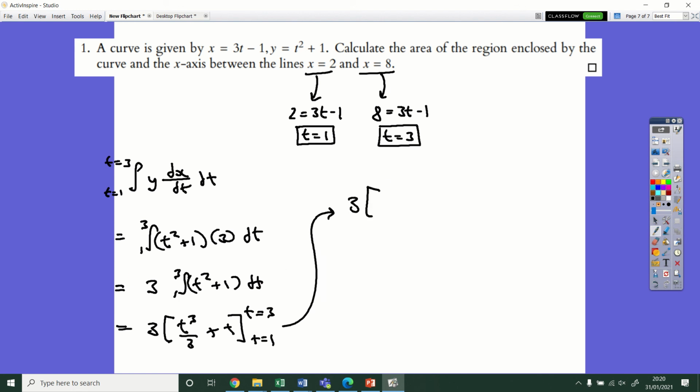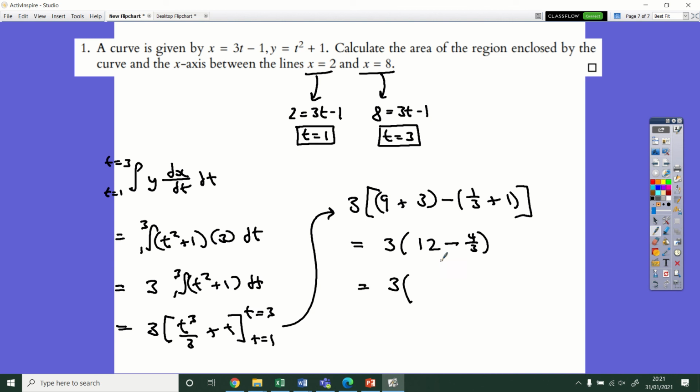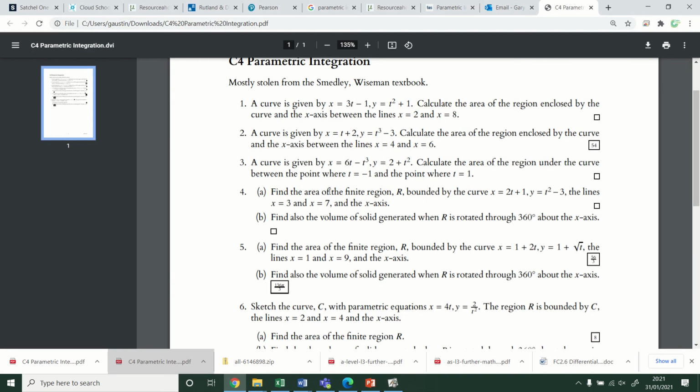Okay, put in the bounds. 3 times, okay, 3 cubed over 3 is going to be 9. t is 3 for that part, and then we're going to subtract 1/3 plus 1. That's going to give me 3 times 12 minus 4/3, which is 3 times, what's that going to be? That's going to be 10 and 2/3, so I think 32/3. And then 3 times 32/3 gives me 32. Okay, that's my first answer. So that's in fact the first question that's on your sheet for today, which is going to be given here.